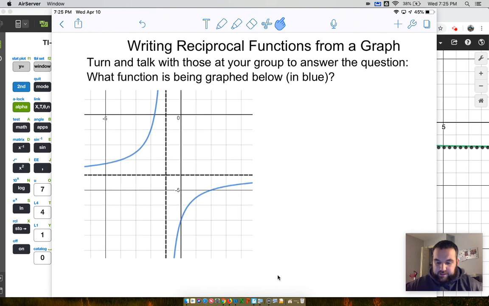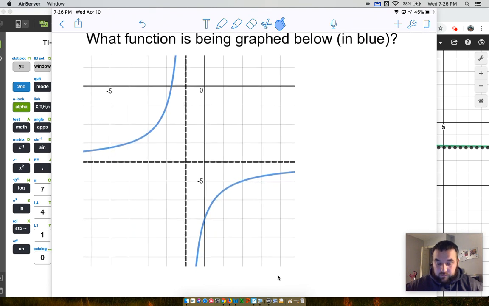So we'll do one more backwards now, and this is the last thing that we have to take a look at: what equation matches this graph. Okay, so if you want to try and figure it out, go ahead and pause it.